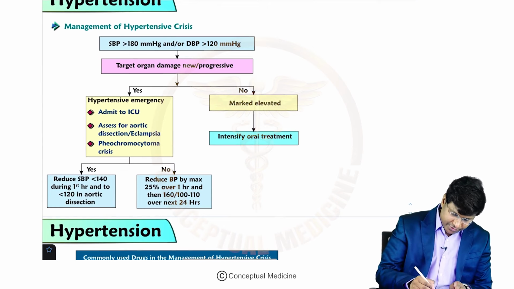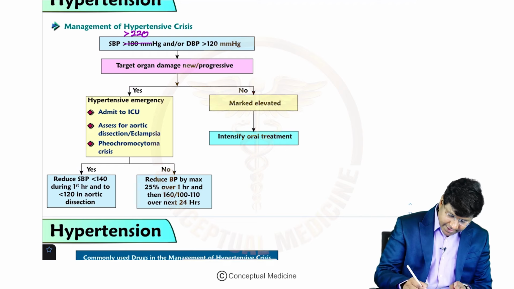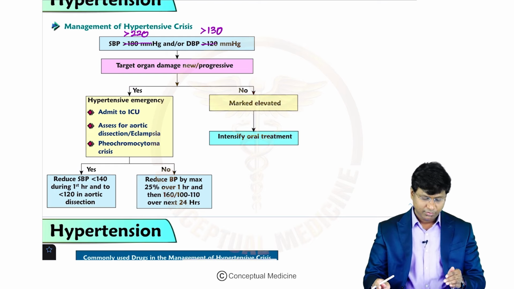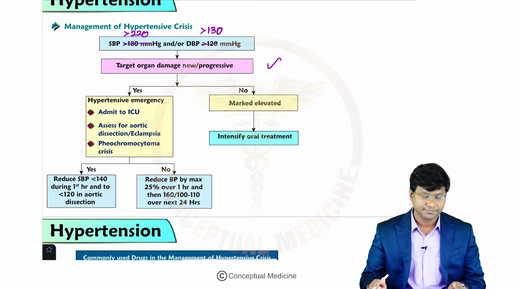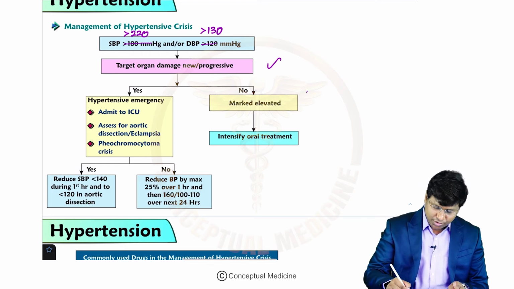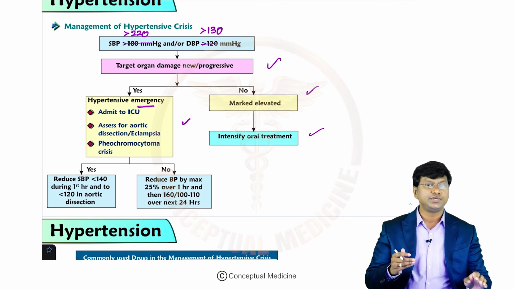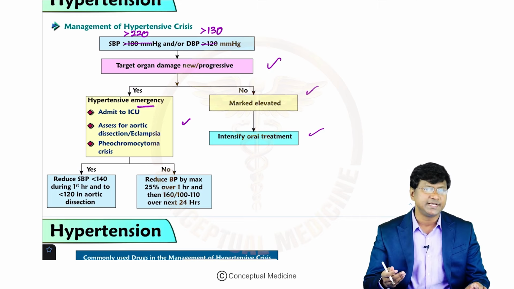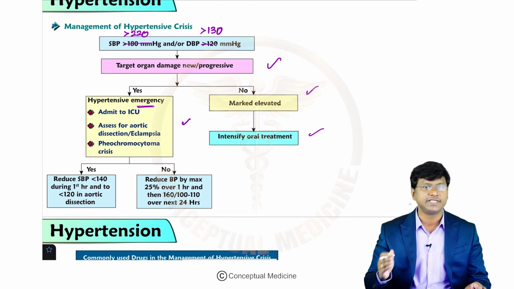right? So, according to the revised guidelines, the systolic blood pressure should be more than 220 millimeters of mercury and the diastolic blood pressure should be more than 130 millimeters of mercury. So, next you need to check whether target organ damage is present or not. If there is no target organ damage, there is just markedly elevated blood pressure, you need to just intensify the oral treatment. But if there is target organ damage, then in such a case, you need to admit the patient to ICU. You need to assess which end organ is damaged and what the associated manifestations are.